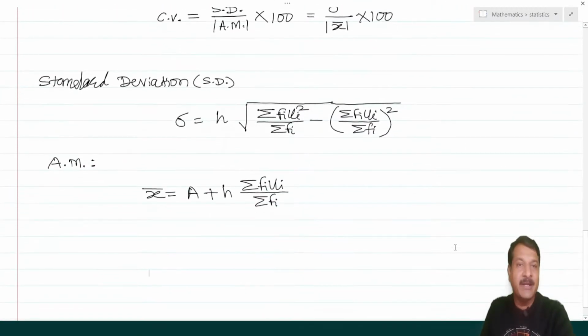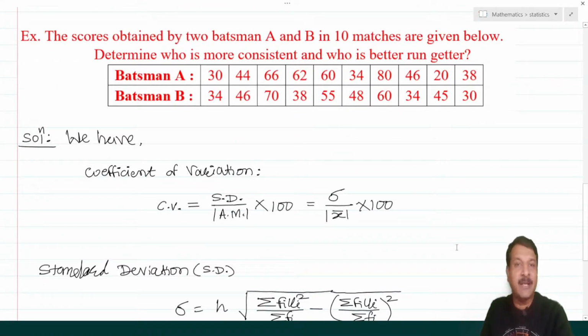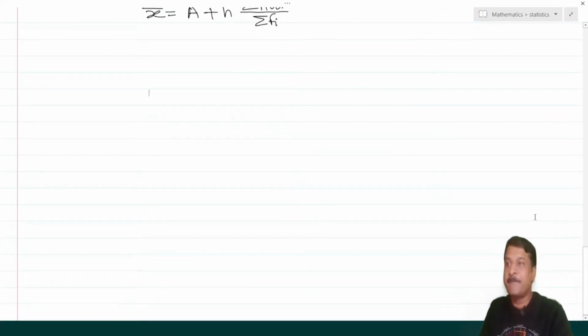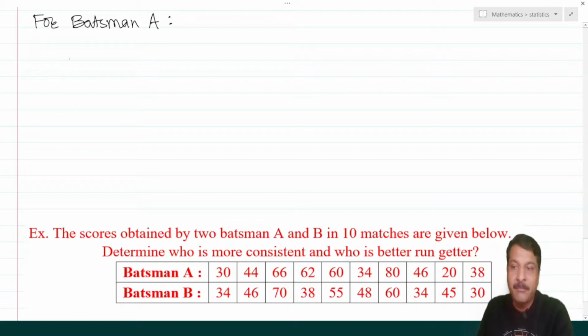Now the calculation part is very simple. How? Because for batsman A there are 10 matches, and here fi is the frequency: out of 10 matches, each match score is given there. So fi is 1. Getting it now? Now make a table for batsman A. By the given values of batsman A, meaning runs obtained in 10 matches, you just obtain a table.